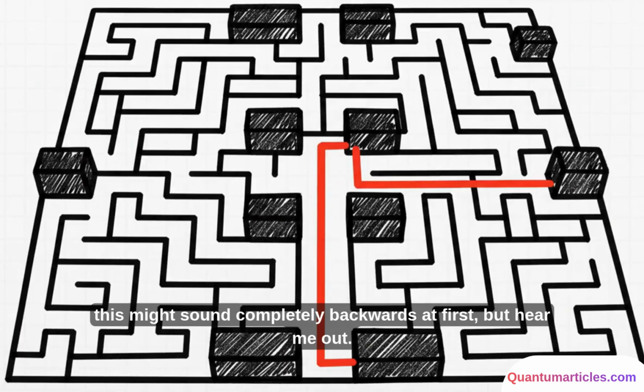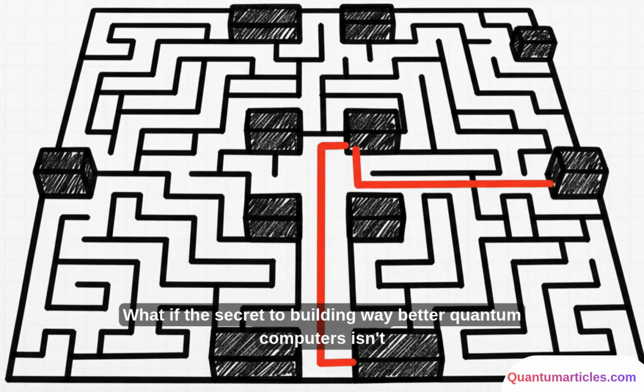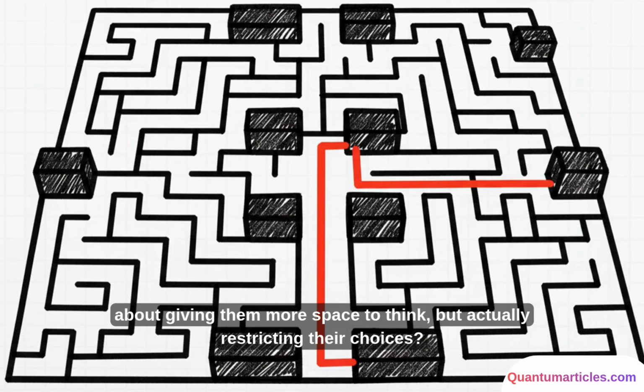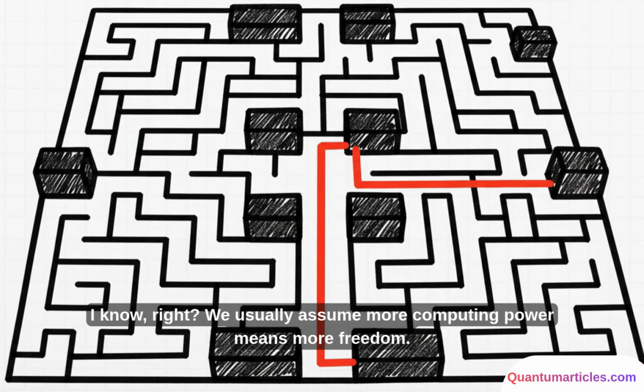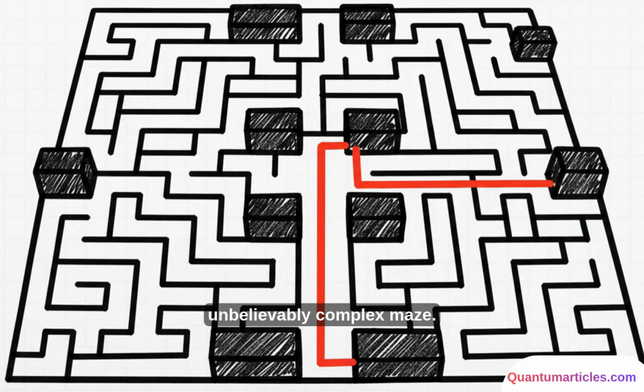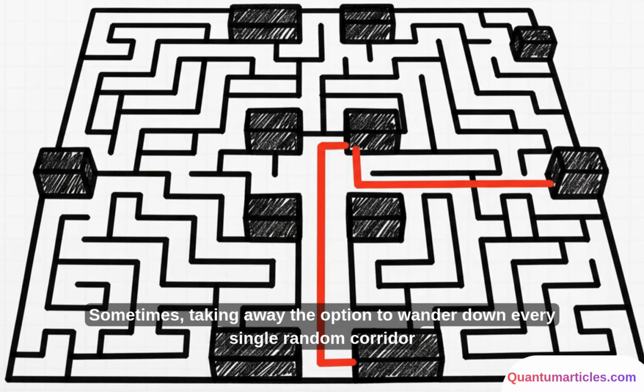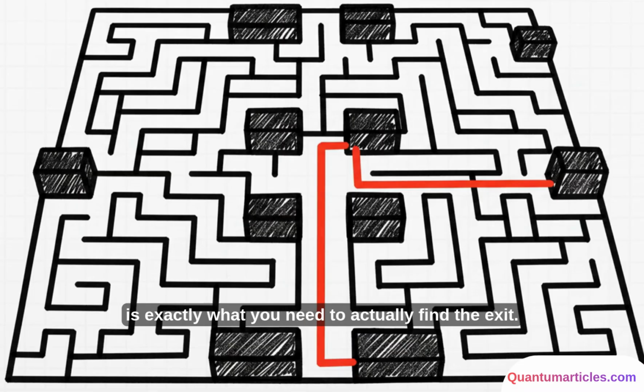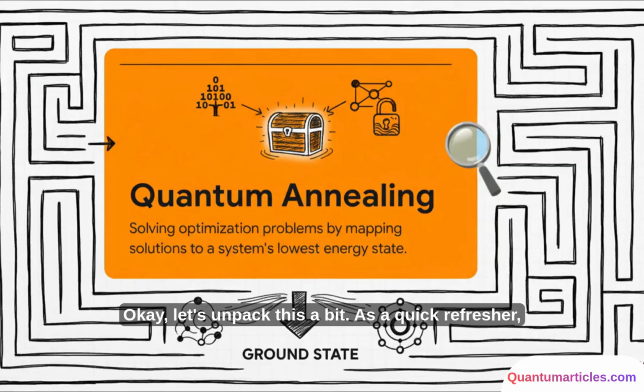Now, this might sound completely backwards at first, but hear me out. What if the secret to building way better quantum computers isn't about giving them more space to think, but actually restricting their choices? I know, right? We usually assume more computing power means more freedom. But try to imagine quantum computing as navigating this vast, unbelievably complex maze. Sometimes, taking away the option to wander down every single random corridor is exactly what you need to actually find the exit.